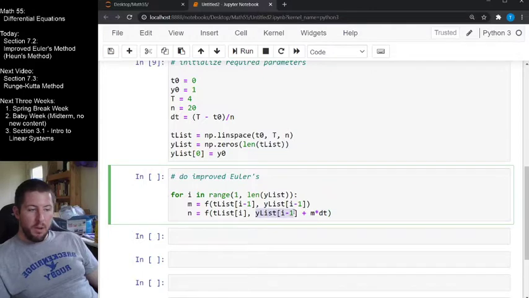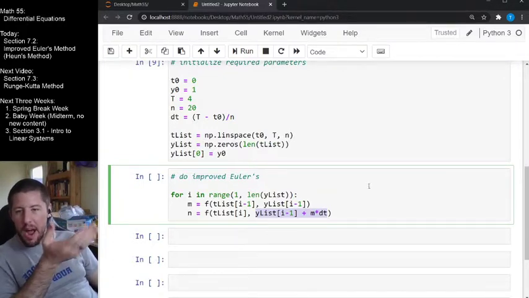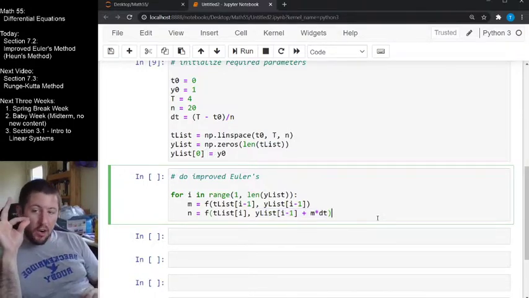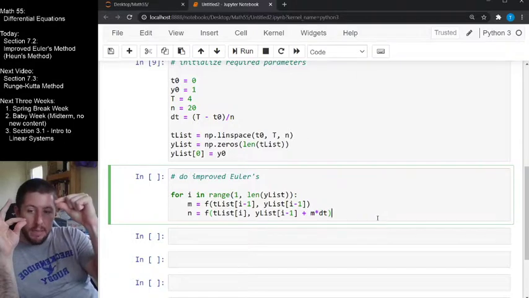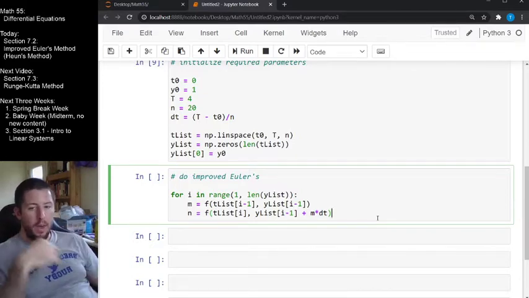It's the previous value of y going in the slope as determined at the previous value of y for 1 dt units of time. This is our estimate for y list at I, because we don't currently have a value for that. It's just sitting as a 0 in the y list right now. We're trying to come up with it. But now that I have m as my current slope, n is my estimate of my next slope, I can now use those as the average slope. I can average them and use that average as the slope that I want to update y with, right?